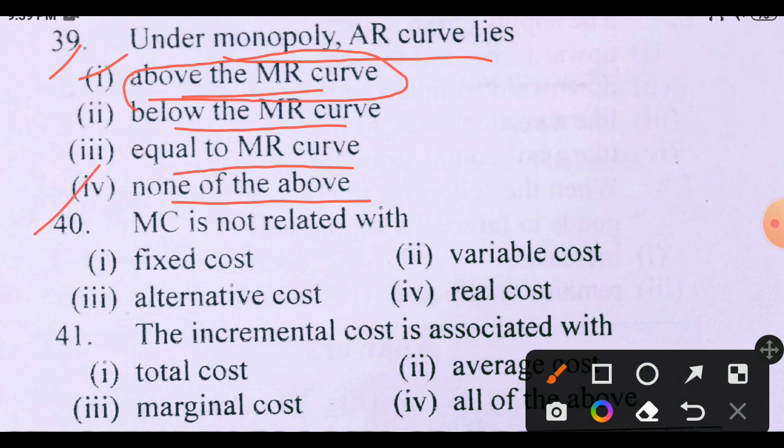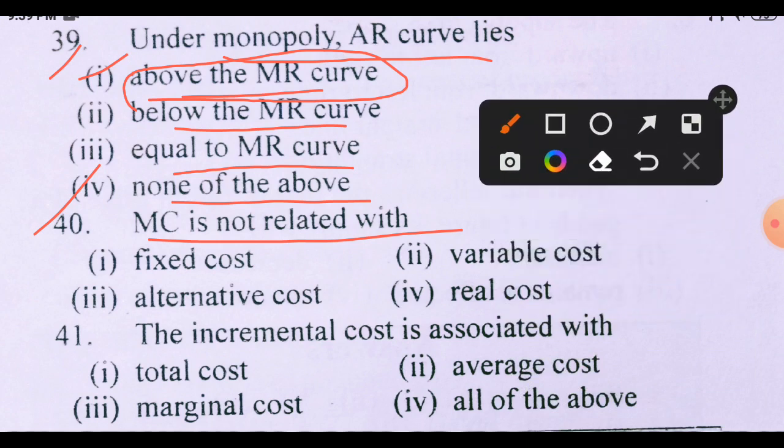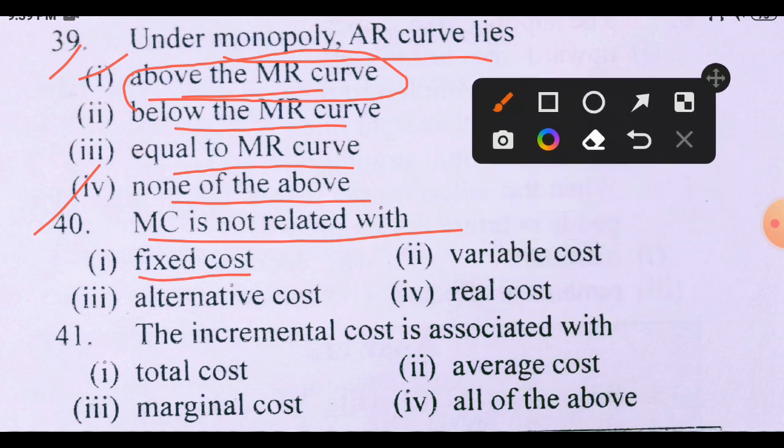Number 40. MC is not related with: (i) fixed cost, (ii) variable cost, (iii) alternative cost, (iv) real cost. The correct answer is (i) fixed cost. It has nothing to do with fixed cost.